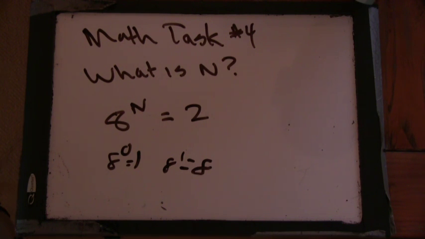Okay. Do you know what 8 to the minus 1 is? Well, 8 to the minus 1 is 1 divided by 8. Yeah, 1 divided by 8, so 1/8. Yeah, so you're right. It's got to be between 0 and 1 here.